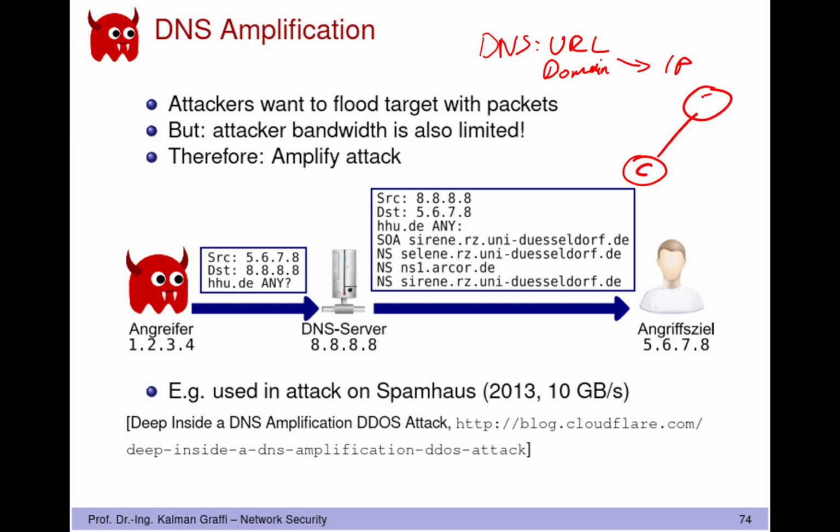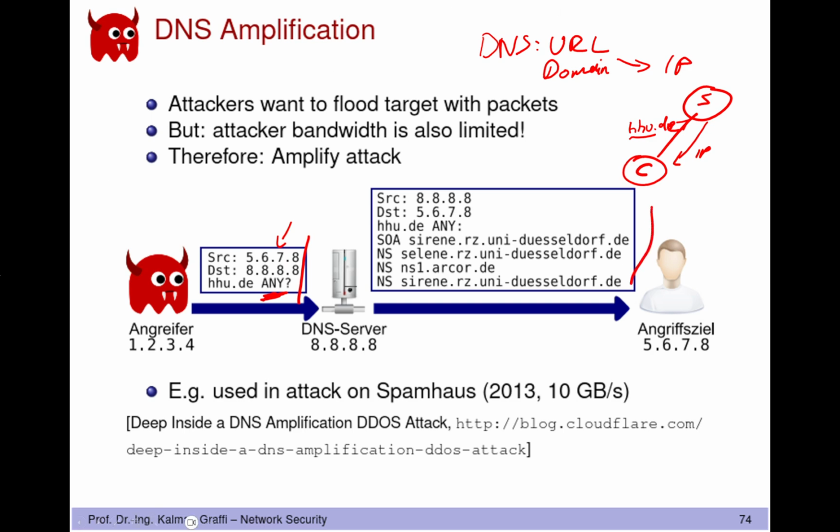There's a DNS server. You ask what's the IP address of Heinrich University of DE, and you get an IP address. So this is the typical use case. Typically the request is very small, so you just have the source information, you have the destination IP address for the DNS server, and you ask the domain, what entries do you have? And you want all of the entries. And then you get all of the entries.